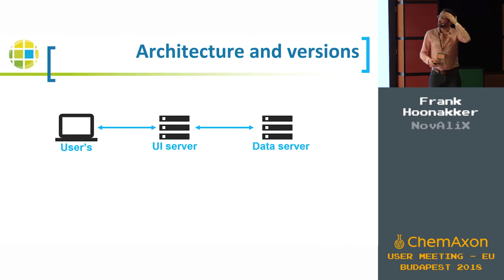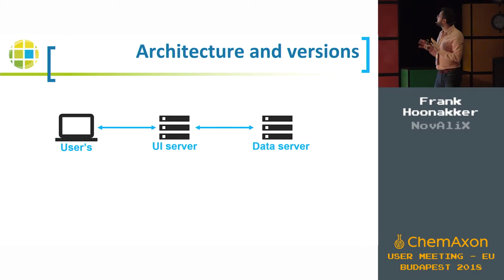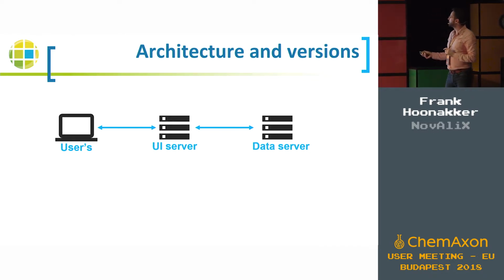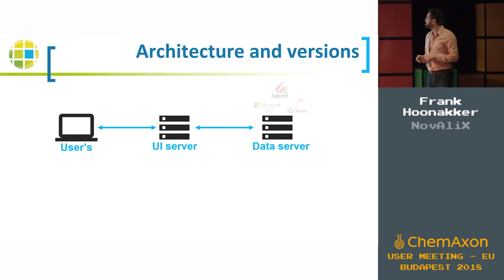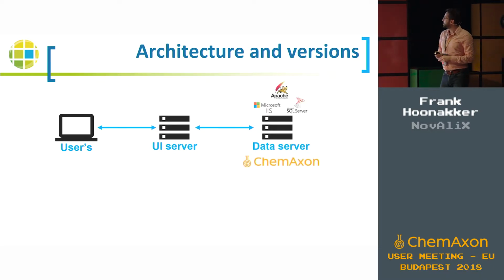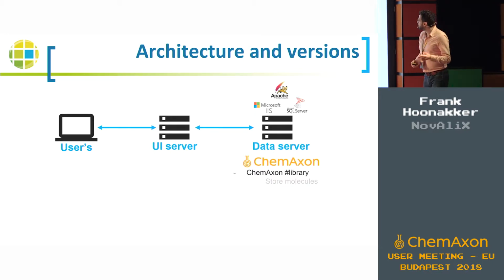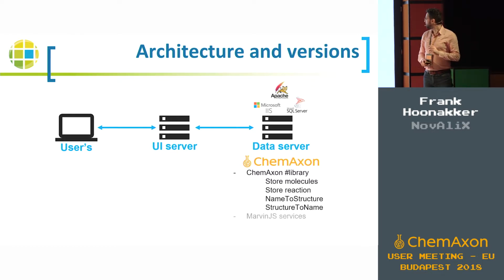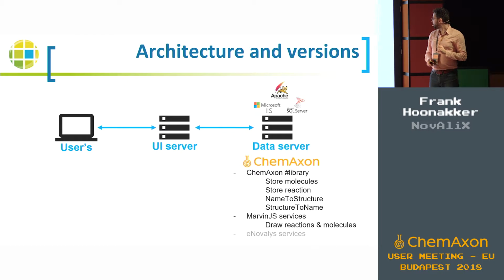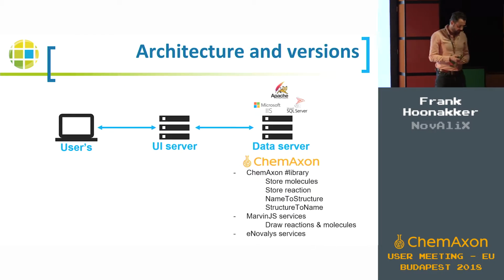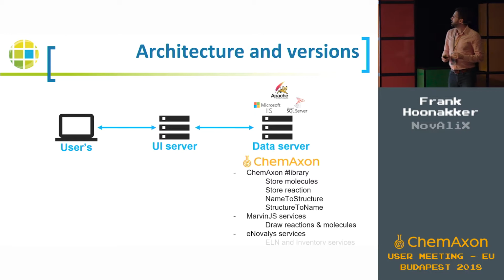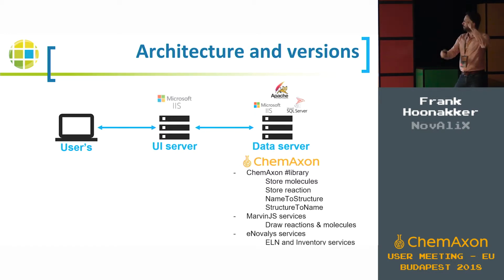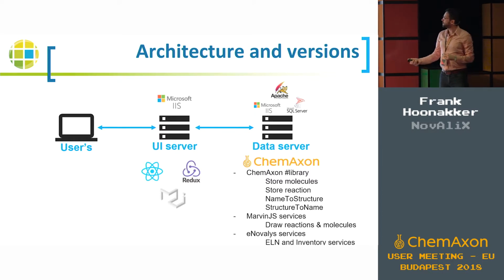I will not spend too much time speaking about architecture and versions and so on. Just to know, we have a data server, a UI server, and here are the users. Here we put everything we need, including ChemAxon for storing molecules, reactions, name to structures, and so on. We also use Marvin.js services here, and of course our own services to pilot the ELN. And here we have the UI, where we store everything else.